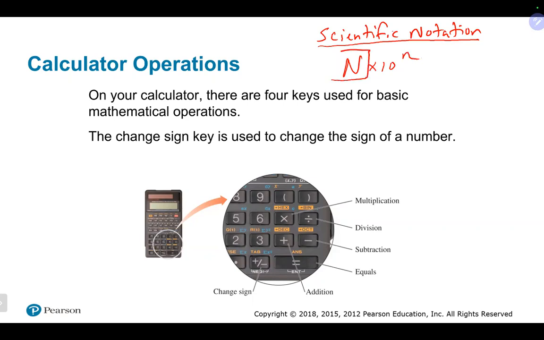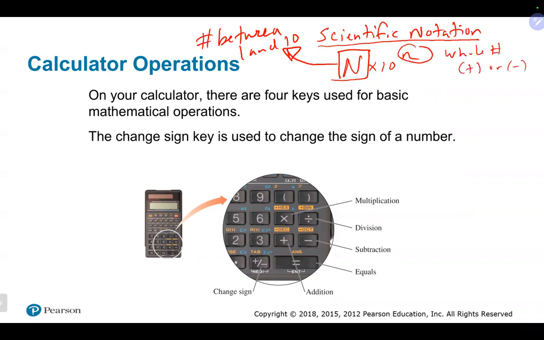The big N here is a number between 1 and 10. And that's really important. So that first number in scientific notation should be a number between 1 and 10. It should not be 10, 20, 100. It should not be point something. It does need to be a number between 1 and 10. The small n here is a whole number that can be positive or negative. And it depends on really which way you move the decimal point.